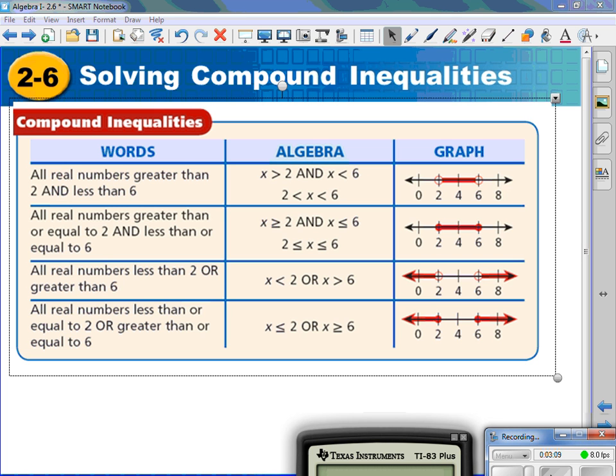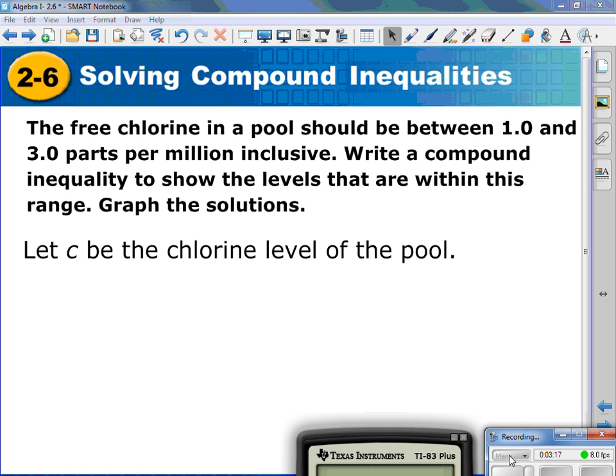All right, the free chlorine in a pool should be between 1 and 3 parts per million, inclusive. Write a compound inequality to show the levels that are within this range and graph the solutions.